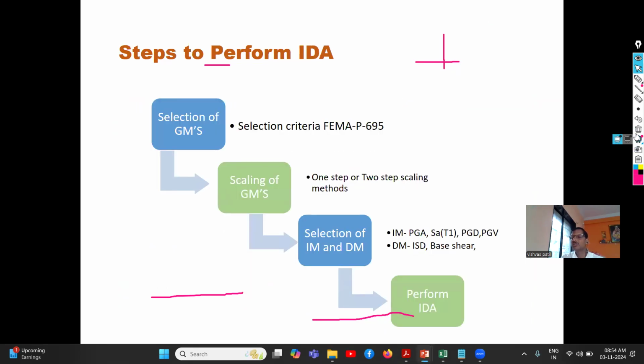These are the steps to perform IDA. First is the selection of the ground motions for the analysis. So how many ground motions are required to perform IDA? There is no specific rule for this.